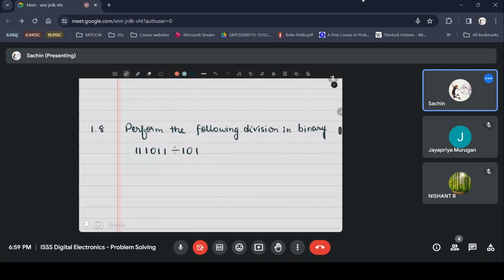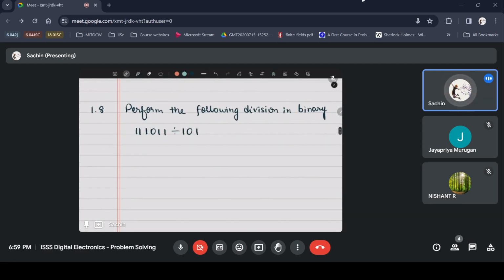Okay, perform the following division in binary.